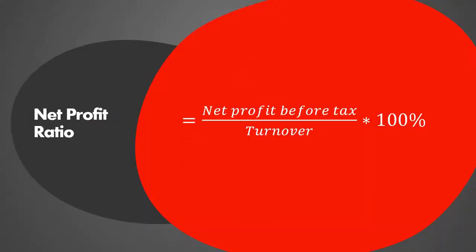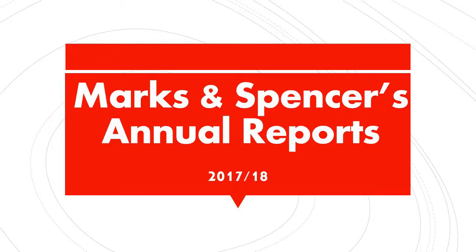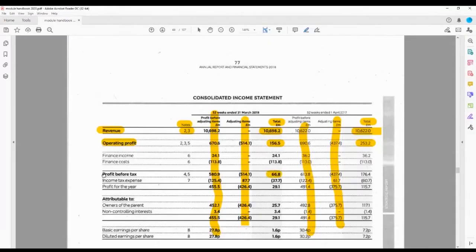Net profit before tax divided by turnover times 100%. Both of these figures are available in the income statement, so we will go to the income statement to look for these figures. Operating profit before tax: if you look here, we have a figure for operating profit. Our profit before tax is the same thing. Don't get confused.